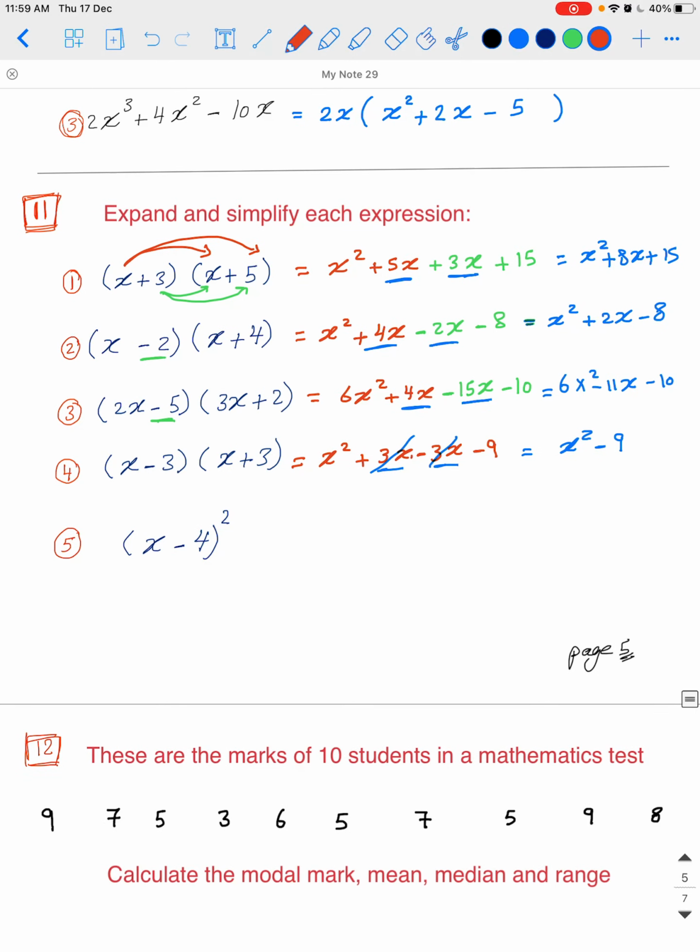X minus 4 all power 2. This one I told you before that it's the same like x minus 4 repeated 2 times, multiplied by x minus 4. So it will be x multiply x, that's x squared. X multiply negative 4, it's a negative 4x. Negative 4 multiply x, that's a negative 4x again. Negative 4 multiply negative 4, that's positive 16. Equal, here, x squared, negative 4x, negative 4x, that's a negative 8x. At the end, it's positive 16. Why it's positive? Because negative by negative. Okay?